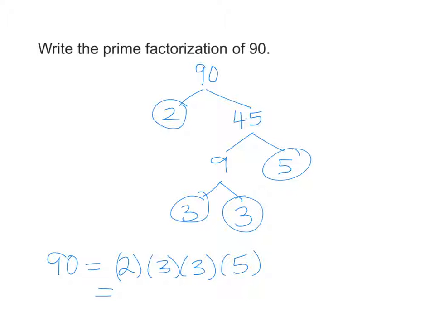Or you could write it as 2 times 3 squared times 5, because there are 2 3's, right? Either of those is the prime factorization of 90.